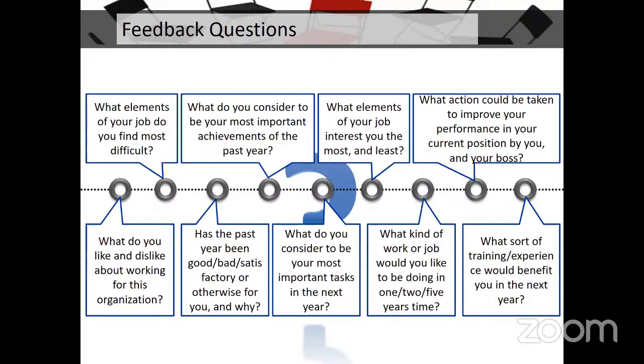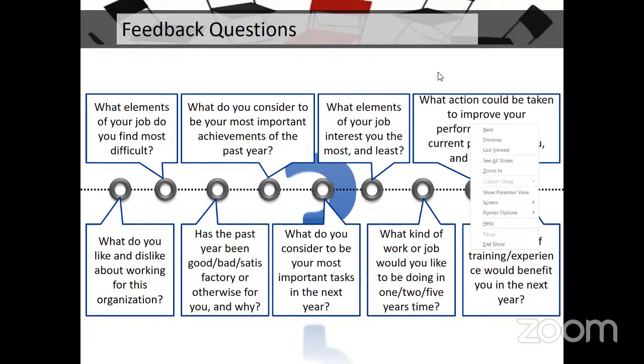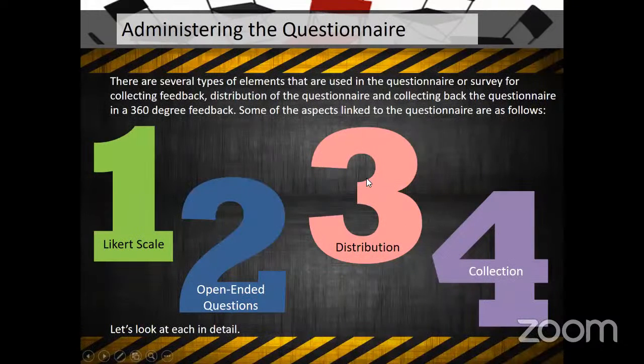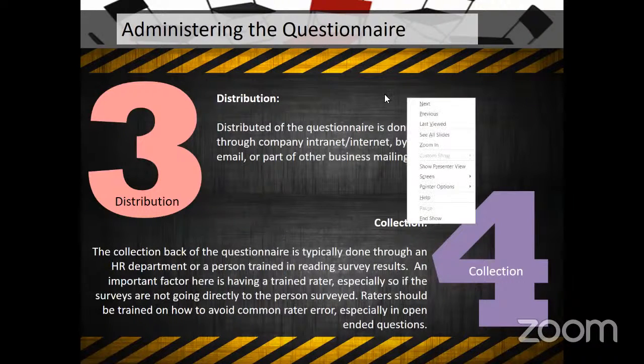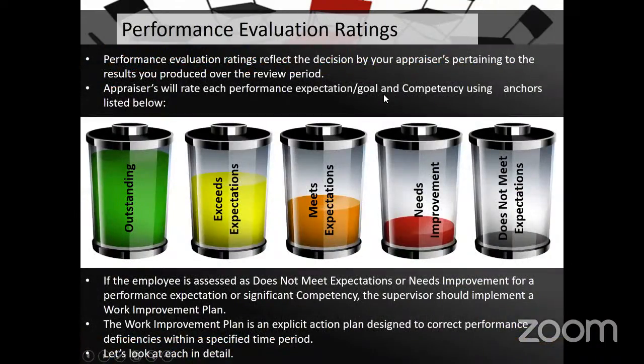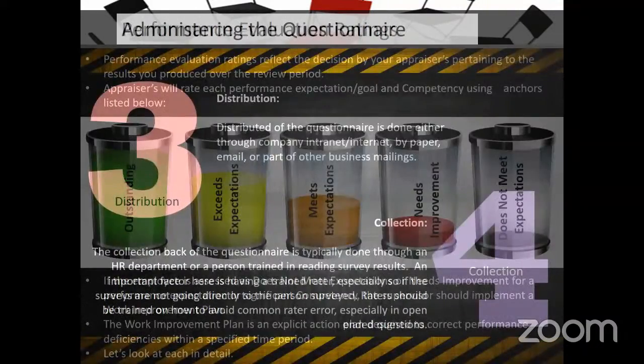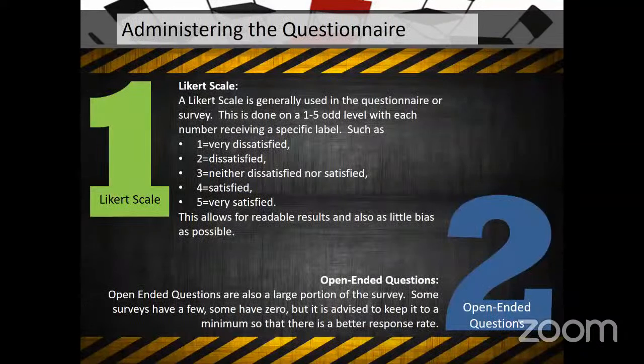And when you're administering the questionnaire, you can have various ways of doing it. You can have a scale system, you can have open-ended questionnaires, you can have a distribution, you can have collection. If it's a scale, say 1 to 5, you can define it. Some people will have 1 to 4, others will have 1 to 3. And like I said, whatever works for your organization, implement what works best for you.